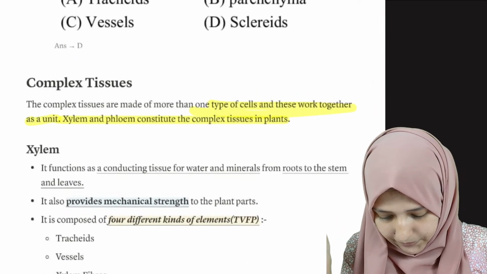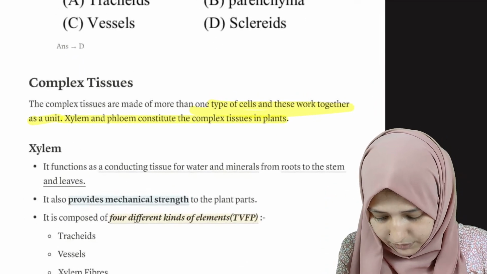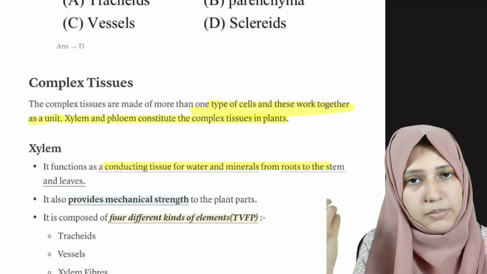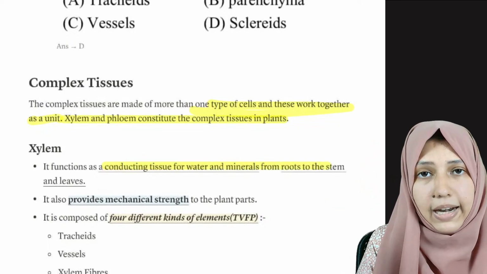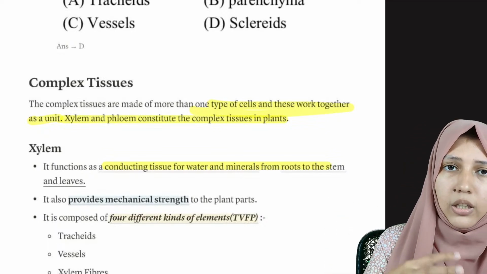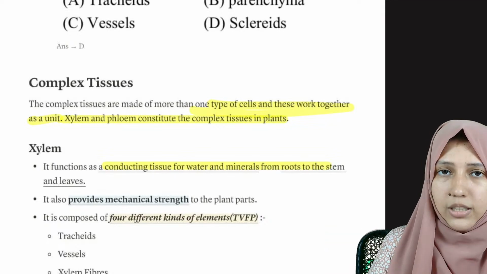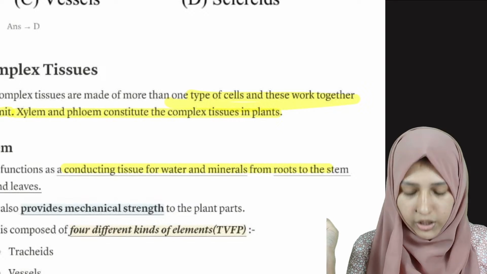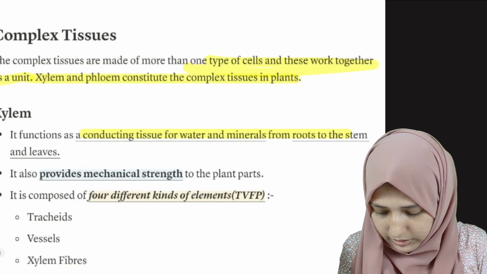Now xylem. First we will be discussing the xylem. Xylem is a conducting tissue. What do you mean by conducting? Conducting means they take the water, gases and food here and there. So that transport system is known as conducting. So xylem is the conducting tissue for water and minerals from roots to stem and leaves.